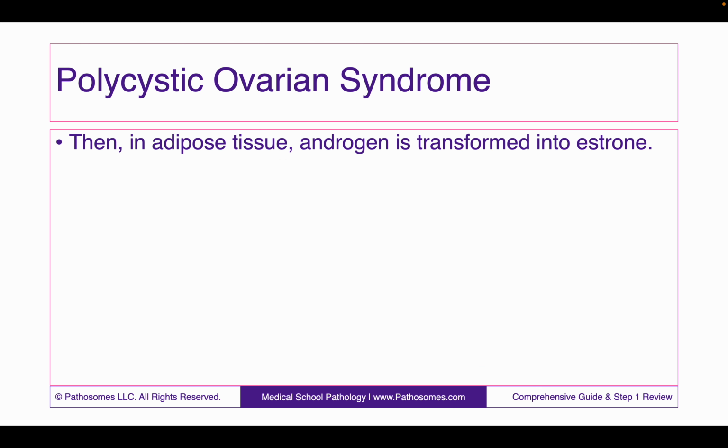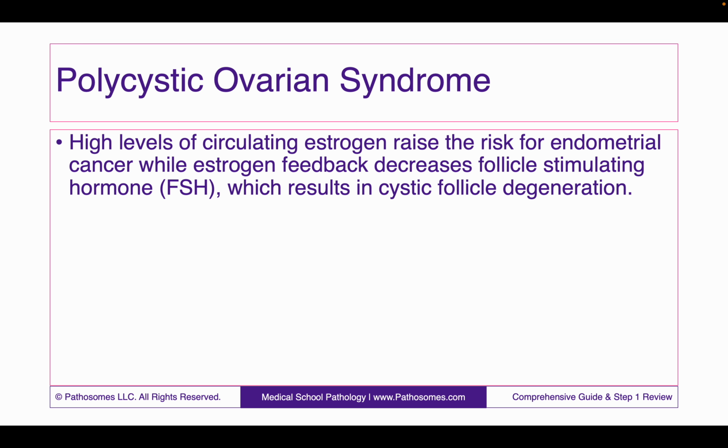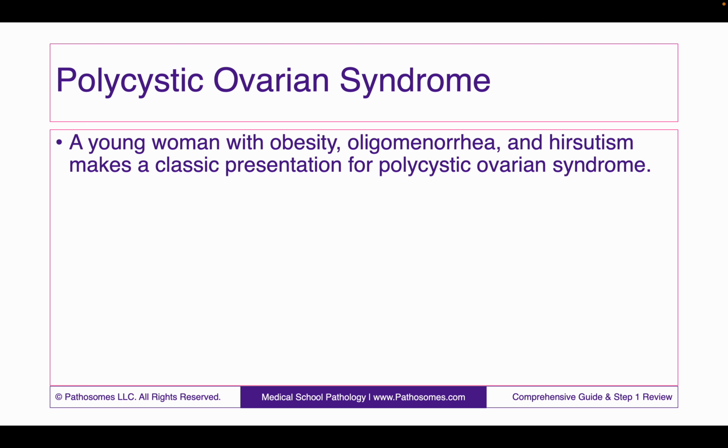Then, in the adipose tissue, androgen is transformed into estrone, right? High levels of circulating estrogen actually raise the risk for endometrial cancer, while estrogen feedback decreases follicle stimulating hormone, which results in cystic follicle degeneration. A young woman with obesity, oligomenorrhea, and a little peach fuzz mustache makes a classic presentation for polycystic ovarian syndrome.